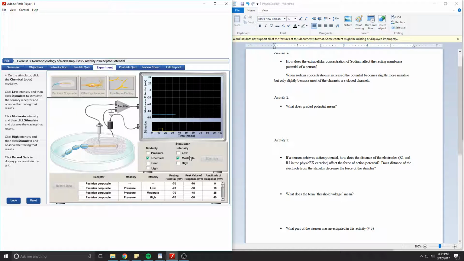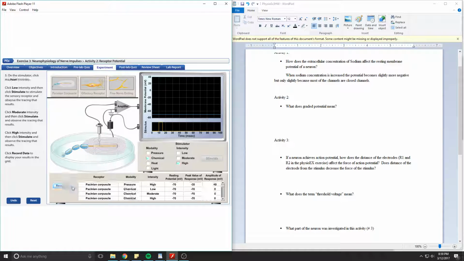Moderate. Yeah, it's not even responding to chemical. We were very wrong. Or I was very wrong. I'm sorry. So we're going to record that data. Now we're going to do heat. Low. Nothing. So pressure actually affected it the most.